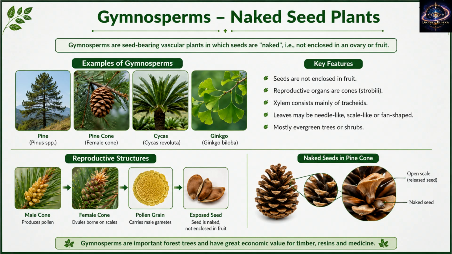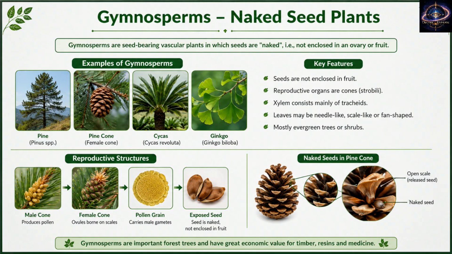So students, this chapter shows a beautiful journey. Algae, simple aquatic plants. Bryophytes, amphibians of plant kingdom. Pteridophytes, first vascular land plants. Gymnosperms, naked seed plants. Angiosperms, flowering plants with fruits. This is the core idea of plant kingdom.